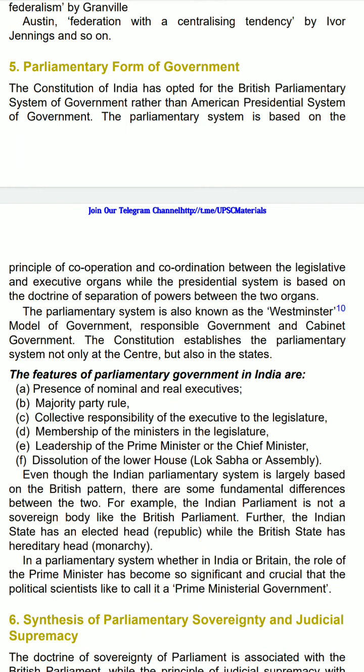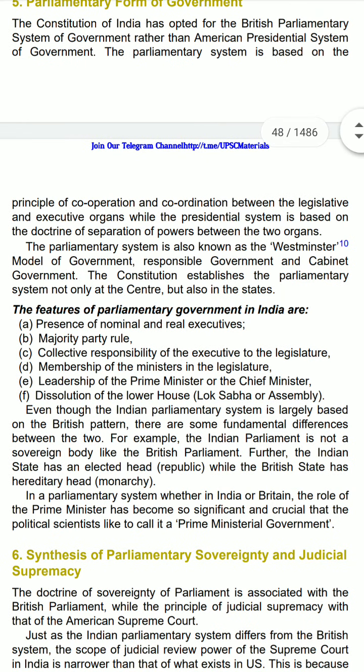The features of the parliamentary government in India are: A. Presence of nominal and real executives, majority party rule, collective responsibility of the executive to the legislature, membership of the ministers in the legislature, leadership of the Prime Minister or the Chief Minister, dissolution of the lower house, Lok Sabha or Assembly.